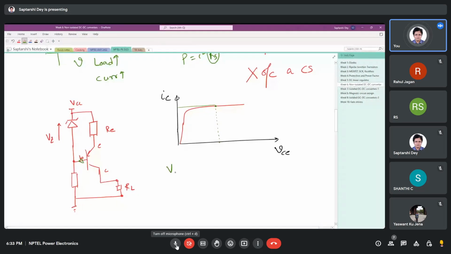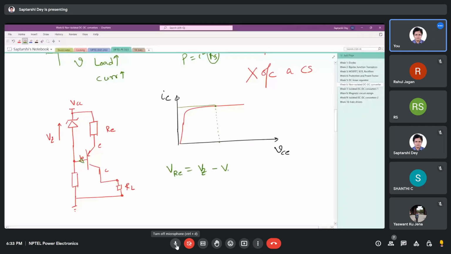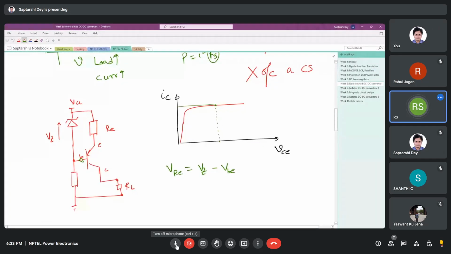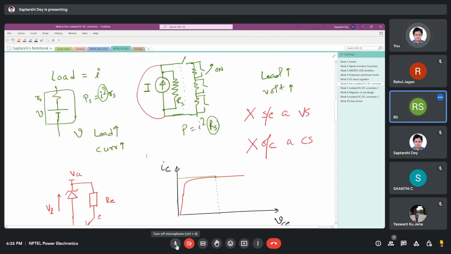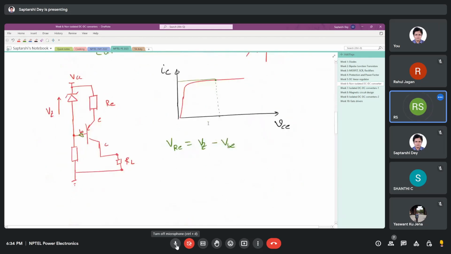So what we have is the voltage across RE is equal to the Zener voltage minus VB, the base-emitter voltage. Now you are saying that for a rated load, we can calculate the maximum value of RL, right? Yes, sir. Not the minimum RL, we got that from this discussion. Not the minimum RL.